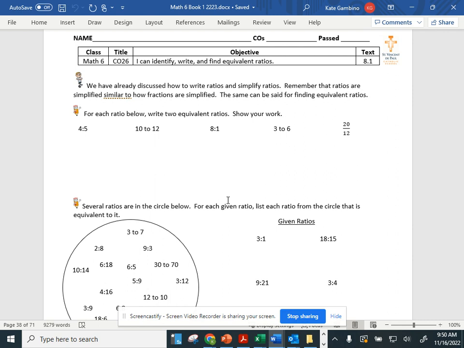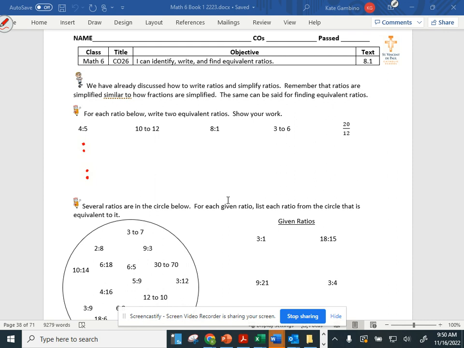Now here's the thing. Remember yesterday we learned the three different ways to write the ratios. If you're doing an equivalent ratio, it should look in the same style as the original ratio. So if we look at 4 to 5 with the colon, how should I set up my equivalent ratios? With the colon, right? So I'm going to do two sets using the colons. How do you think I'm going to find the equivalent ratio, Bennett?